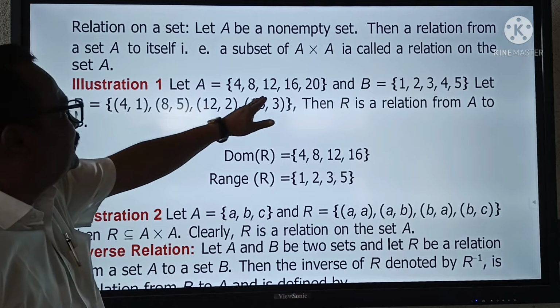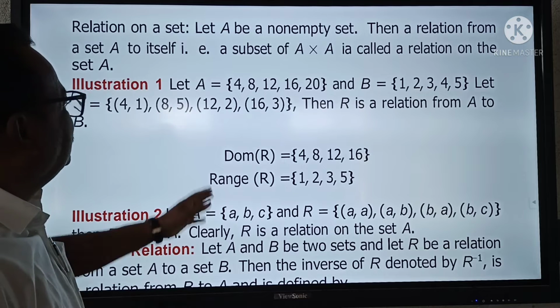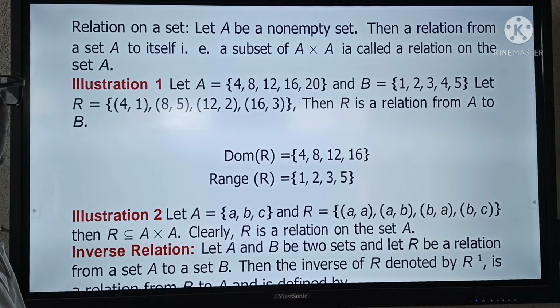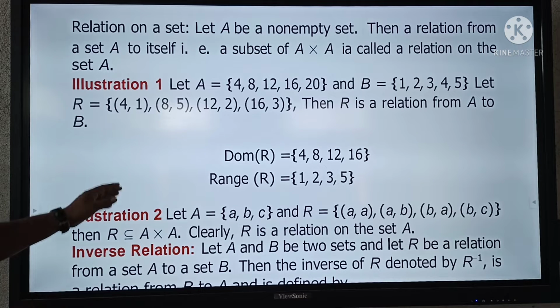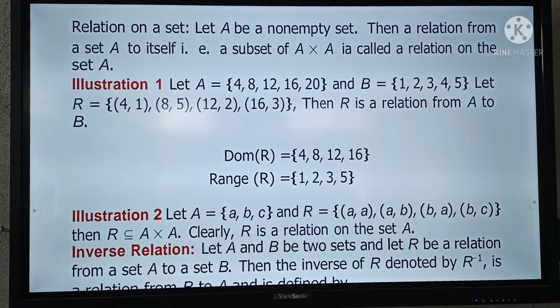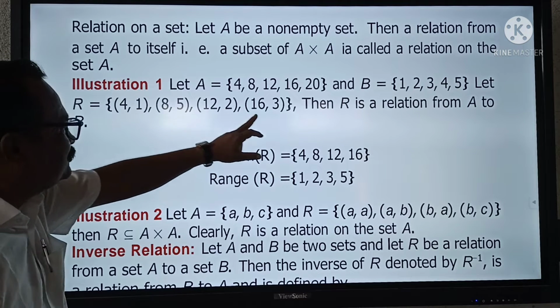Set A contains 4, 8, 12, 16, 20. These are the 5 elements, and B contains 5 elements: 1, 2, 3, 4, 5. And R is a relation from set A to set B, and the relation is the ordered pairs (4, 1), (8, 5), (12, 1), (16, 3). Then R is a relation from A to B. So the domain of R is 4, 8, 12, 16, and the range of R is 1, 5, 2, 3.